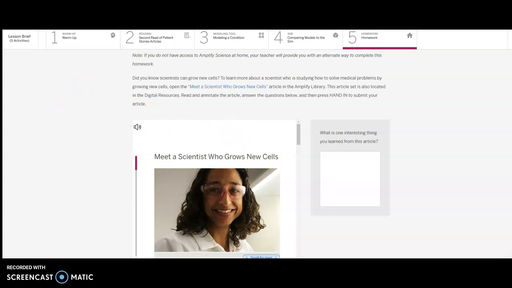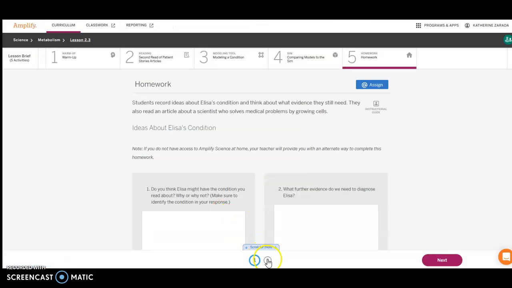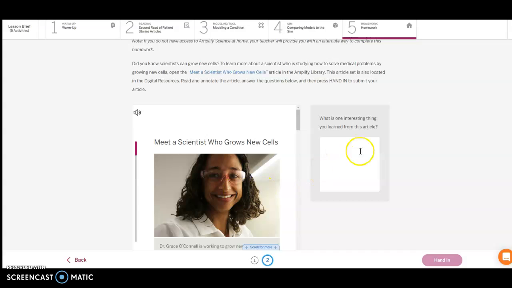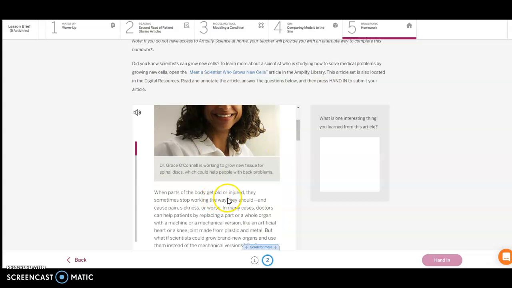So the previous page, that was card 1, and card 1 is at the bottom. I opened the screen up a little bit further so you guys can see the pages. This is page 1, page 2. Page 1 was where you answered those questions, and then page 2 is where you read this article. And takeaway for you, what is one interesting thing that you learned from this article about a scientist who actually grows cells? Very interesting. A scientist that grows cells.